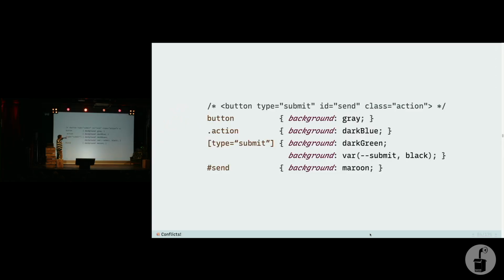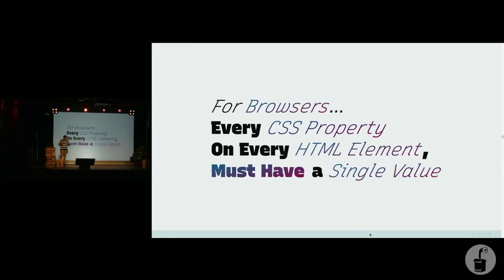So we can assign all sorts of backgrounds to the same button. And I don't know what's going to happen here. Is it going to be gray, dark blue, dark green, the submit color, black, maroon? For the browser, every CSS property, there's something like 596 of them or something. Every CSS property on every HTML element. So we go through the page and we say, okay, I've got a div, I've got a button, I've got the main, I've got some links. Sorry, I've got a div, I've got another div, I've got a div, and I've got... I don't know how you write.